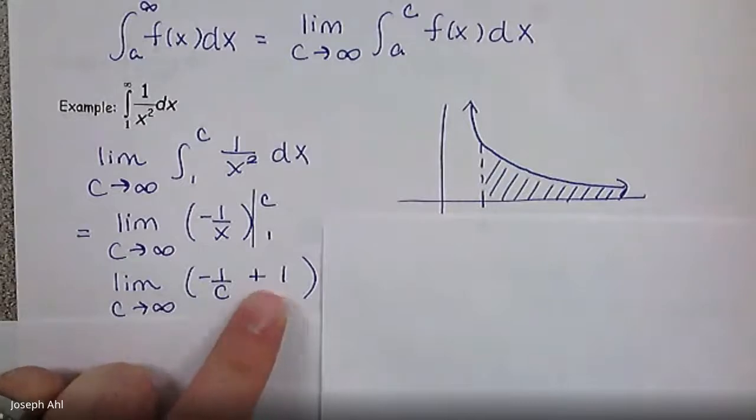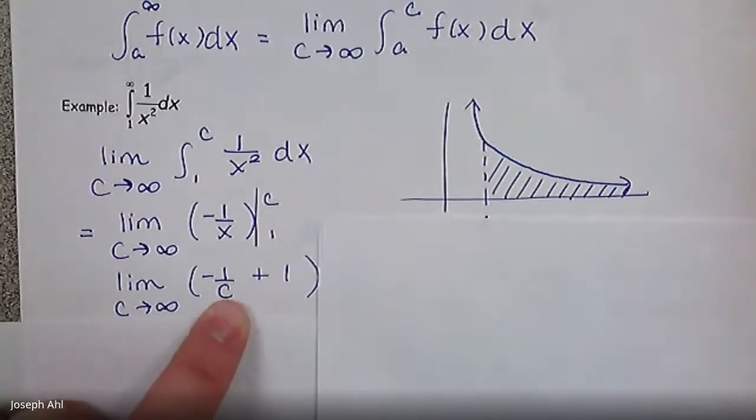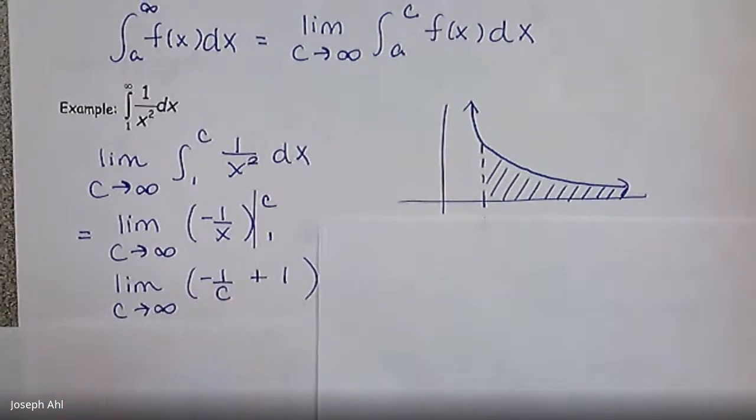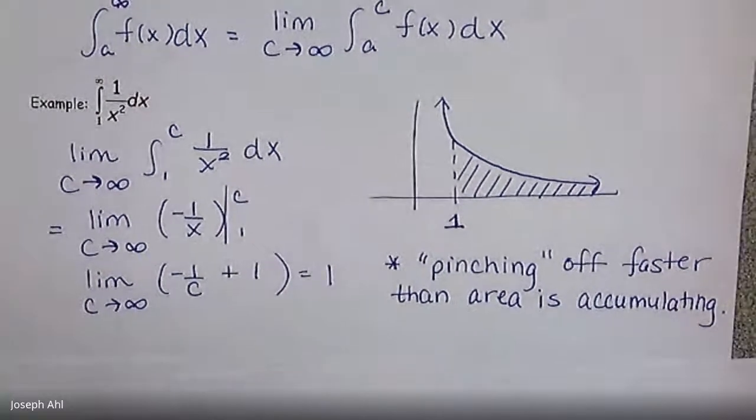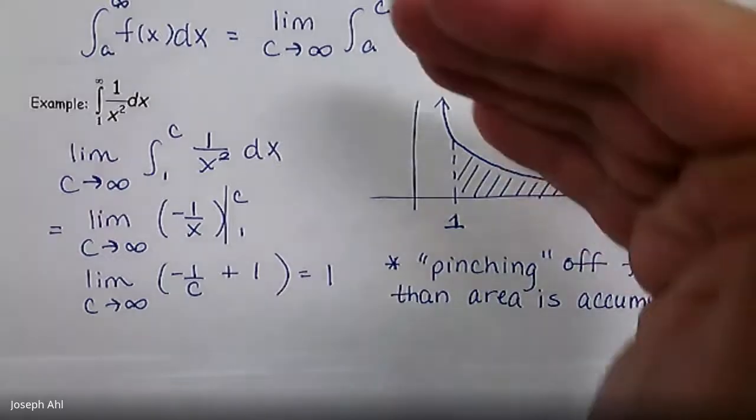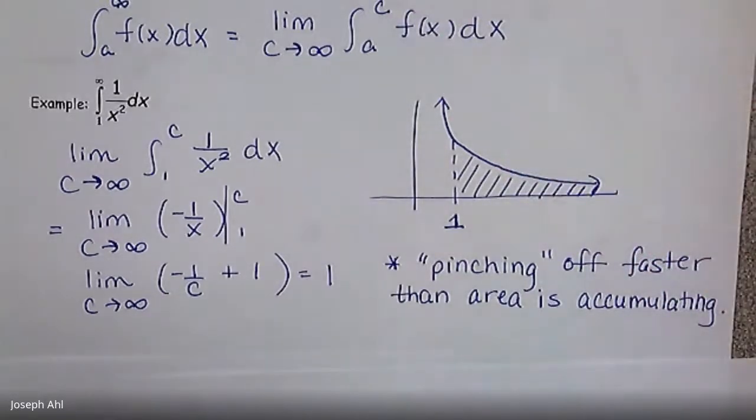And as c goes to infinity, this is getting closer and closer and closer to 0. So this limit does exist, doesn't it? It turns out, in fact, that the area from 1 to infinity of 1 over x squared dx is 1. And the concept here is that this graph is pinching off, if you want to think of it that way, faster than the area is accumulating. So kind of comparing it to what we just saw before when we were approaching an asymptote. Here we're approaching a horizontal asymptote, and this graph is kind of heading towards the horizontal faster than the area can even accumulate. So this one has a finite area of 1 square unit.